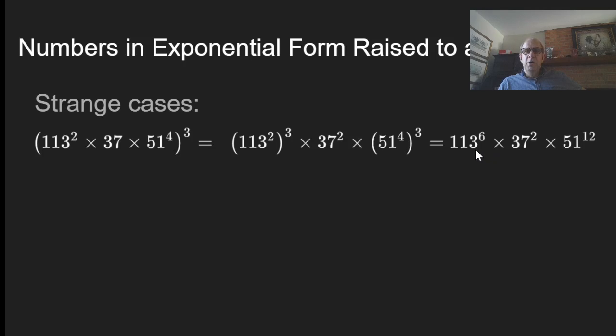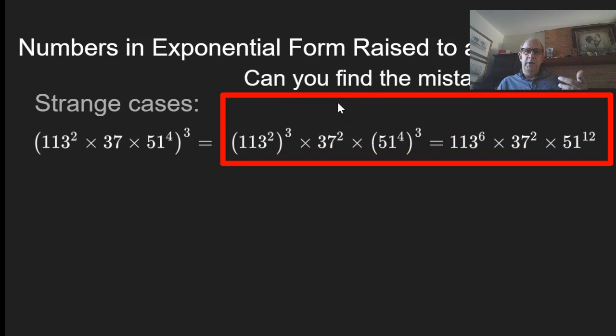Okay? So if I have three groups of 113 squared, that's 113 squared times 3, that's 113 to the 6th. 37, that should be cubed. And this is 51 to the 4th, 3 times, so 3 times 4 is 12. Yeah. Can you spot the mistake? I spotted it.